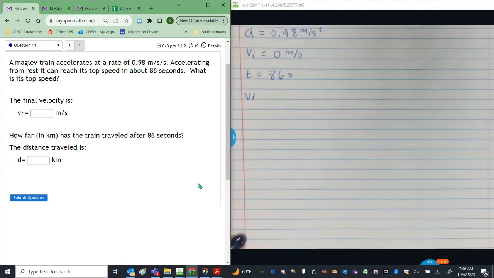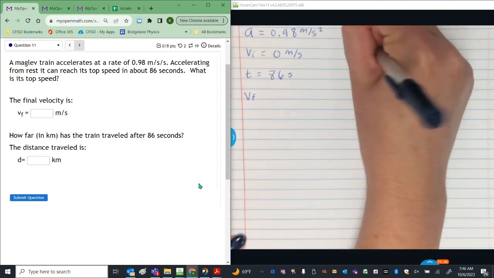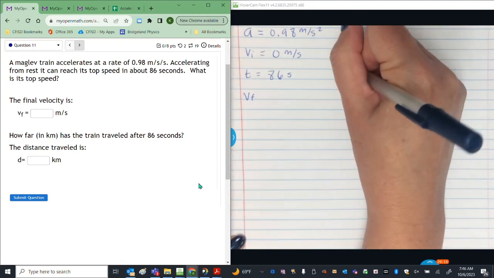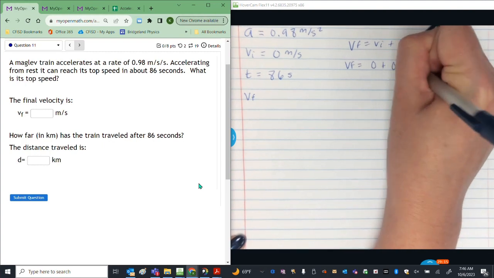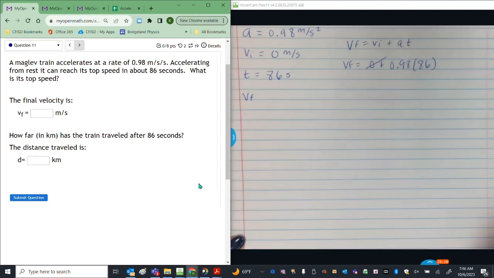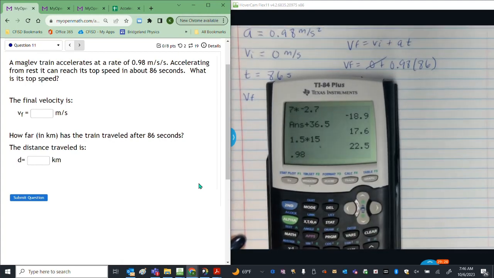Okay, and again, that equation with this information will be VF equals VI plus A times T. Plugging in, that is VF equals 0 plus 0.98 times 86. Okay, again, don't worry about the 0. We're just going to multiply 0.98 times 86, and that's going to give us 84.28, and that will be our final velocity, 84.28 meters per second.